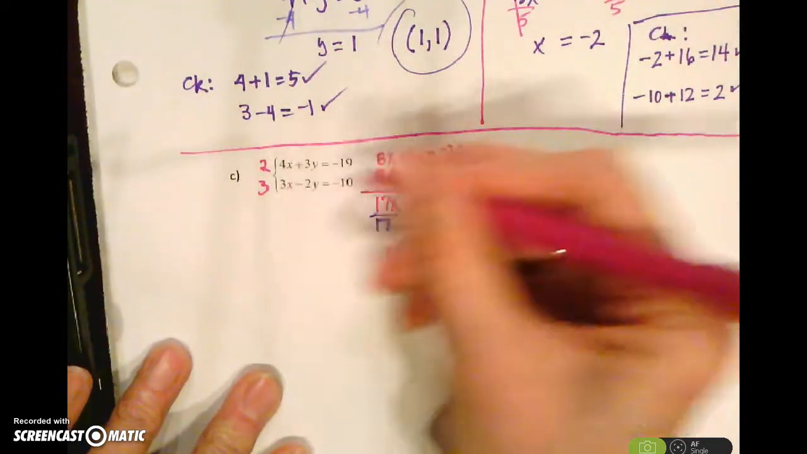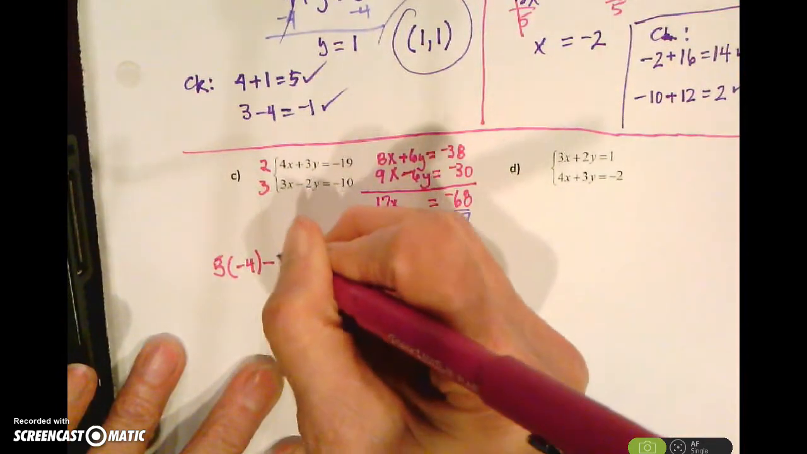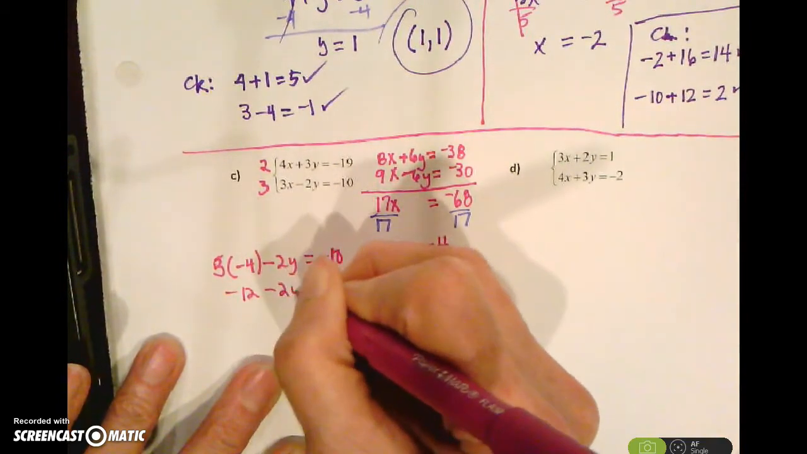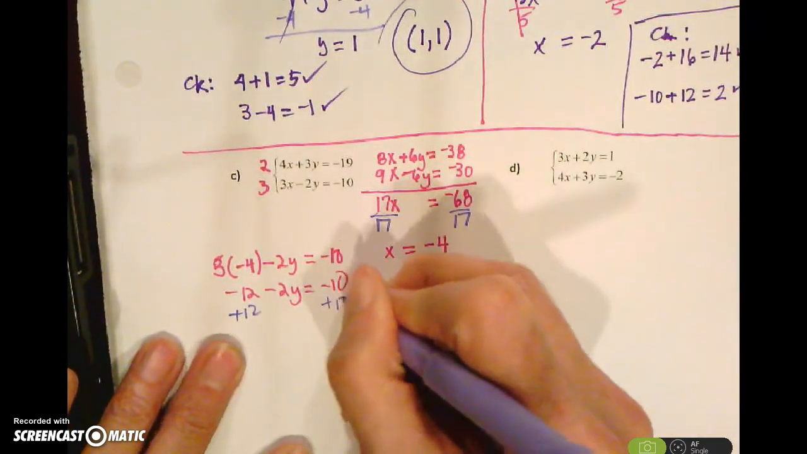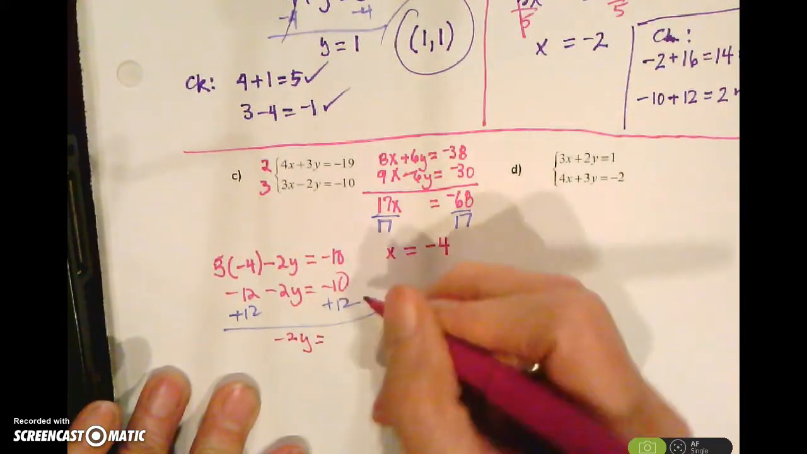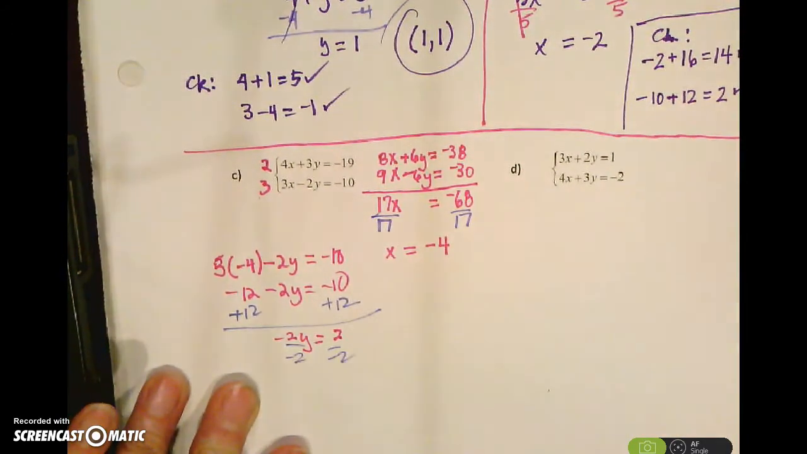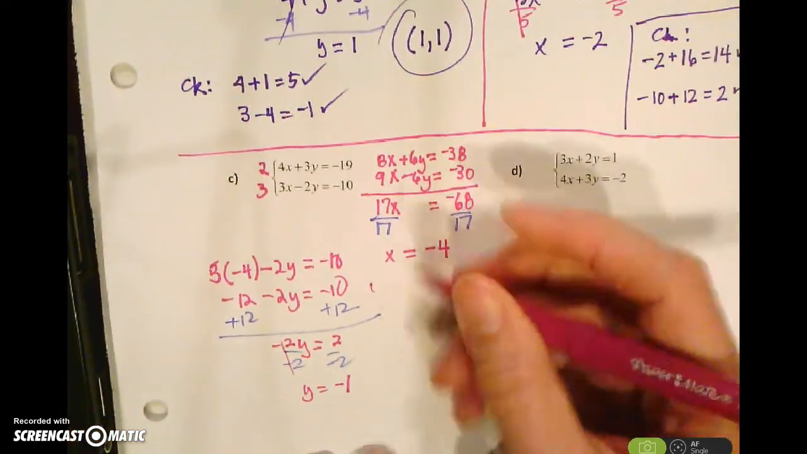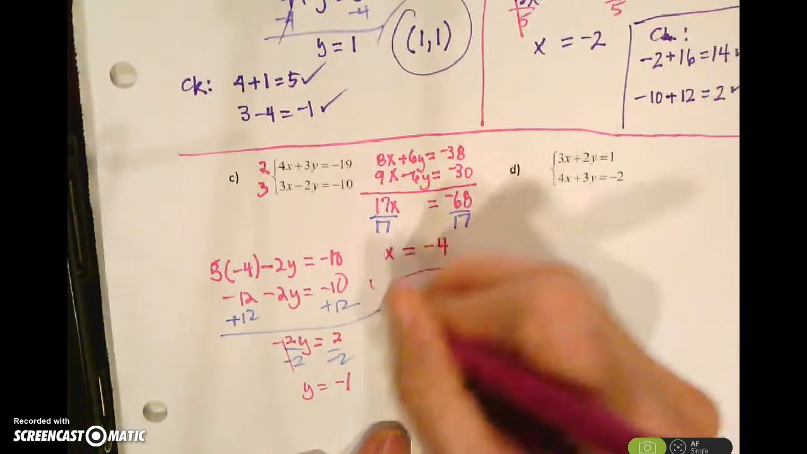So I'm going to have then 3 times a -4 minus 2y is equal to -10. So that's -12 minus 2y equals -10. Then we're going to have to add 12 to both sides, and that will give us negative 2y is equal to 2. Then we'll divide both by the negative 2, and that will give us that y is equal to negative 1. So we have a solution. X goes first, negative 4, y second, negative 1, and there's our solution.